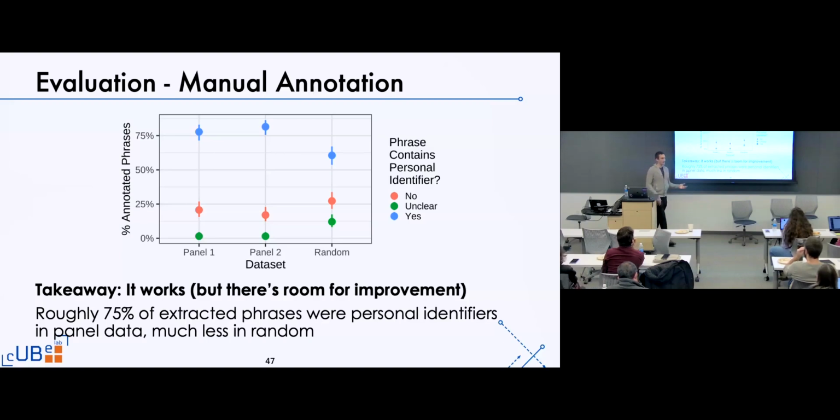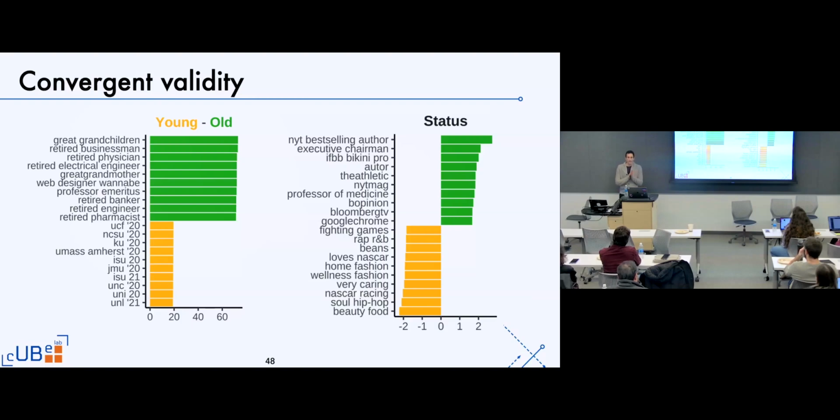Okay, so we can pull out these things. How are they useful, if at all? I'm going to just show convergent validity, which is whether this measure of someone's identity lines up with what we would hope compared to other things we know about the people. These figures are using data that we have linked. We've linked Twitter users to voter records. So we have, for example, their age. So we can look at what are the identifiers that the youngest people use versus the oldest people.